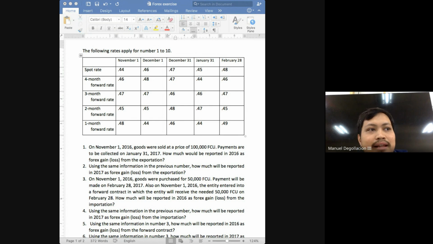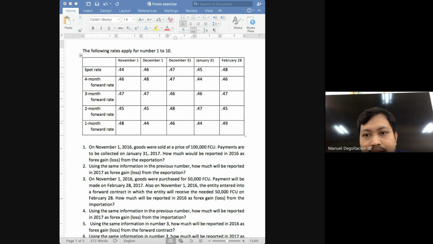And when is that entry, class? It will be on when, class? Reporting date. When's the reporting date? December 31. What's our objective on December 31? To adjust the accounts. What account do we have here, payable or receivable? To adjust the accounts receivable to reflect the spot rate on that date. Because before any entry, how much was the balance of our accounts receivable? It was 44,000 using the spot rate on November 1.